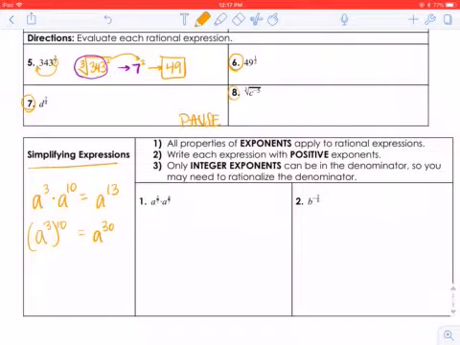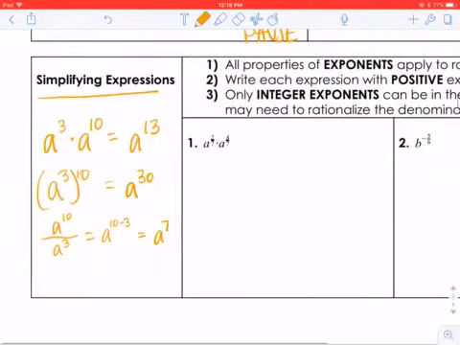Another one we might see is a to the 10th over a to the 3rd. That would be the same as a to the 10 minus 3, which is a to the 7th. The a to the 7th is left on the top, the numerator, because the 10 is bigger than the 3. And then the last one that you may or may not remember is a to the negative 10 is actually the same as saying 1 over a to the positive 10.